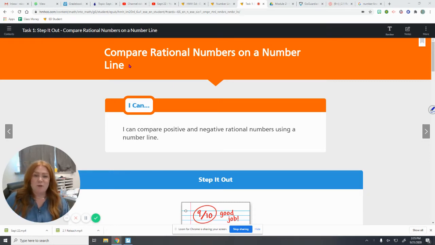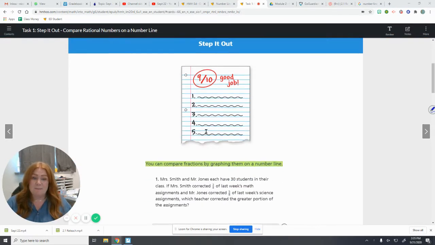For today's lesson 2.1, there is no spark today, so you can skip straight ahead to this video and we'll get started. What we are working on today is comparing rational numbers on a number line. So that means positive and negative numbers, and rational numbers are fractions, decimals, and whole numbers that we can put them on a number line and use that number line to figure out which one is bigger and smaller.